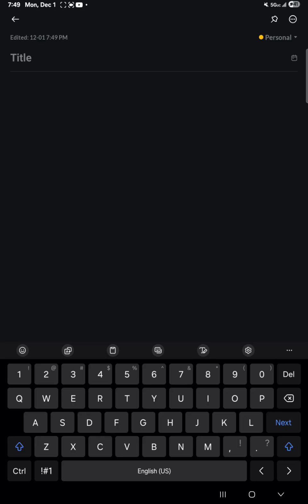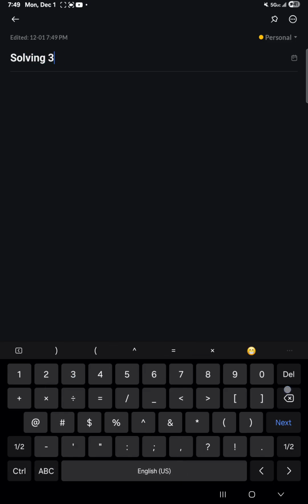So for this attempt, I'm going to try and get the right answer and show it to you guys, proving that I can do 3 pentated to 2. I am the smart math person. So let me put the title first. Solving 3 pentated to 2. Yeah. Well, this is how I write it.